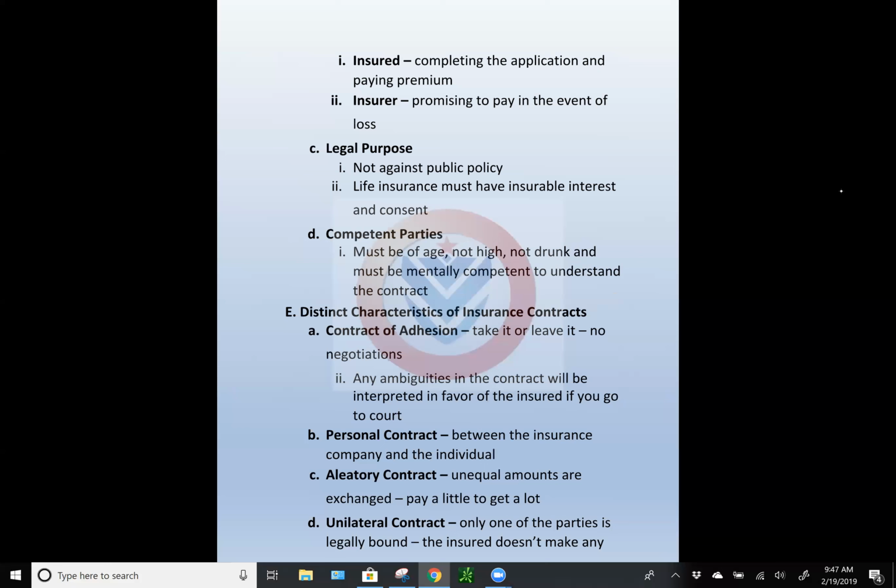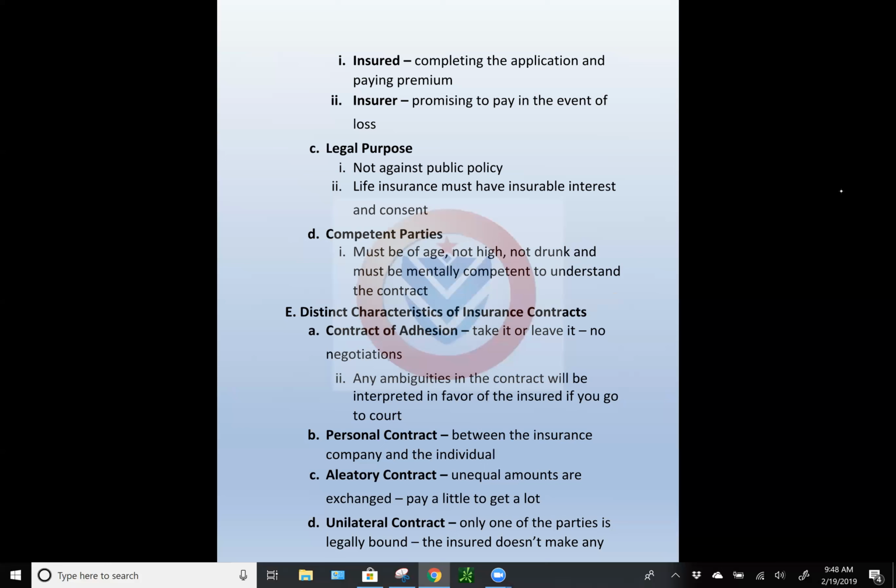And lastly here, insurance contracts are contracts of adhesion. The word adhesion means take it or leave it. There are no negotiations. If you don't like the insurance contract the way it's written, then don't take it. You cannot negotiate with the insurance company. Now, any ambiguities in an insurance contract will be interpreted in favor of the insured if you have to go to court. Because once again, since they're written on an adhesion basis, you can't negotiate. Then if you have to go to court, any ambiguities go in your favor.